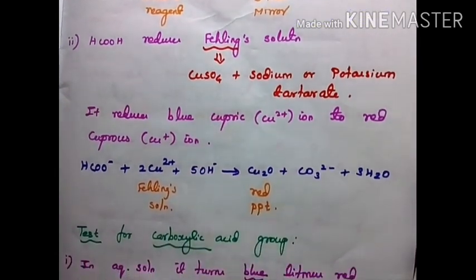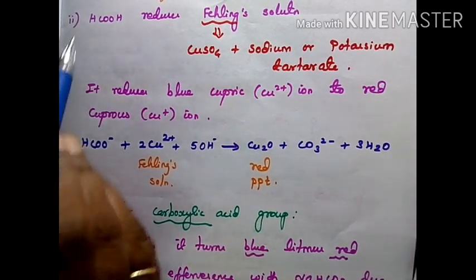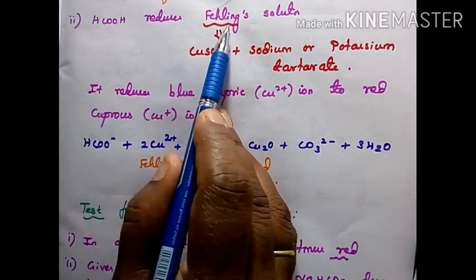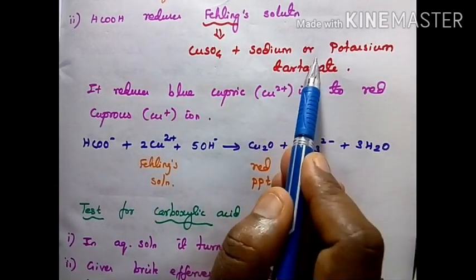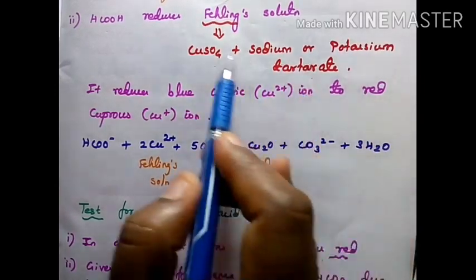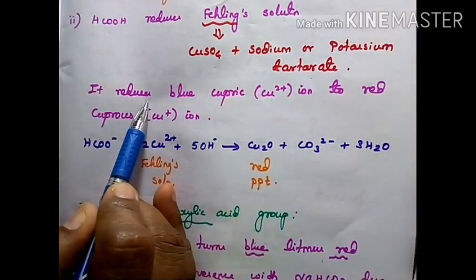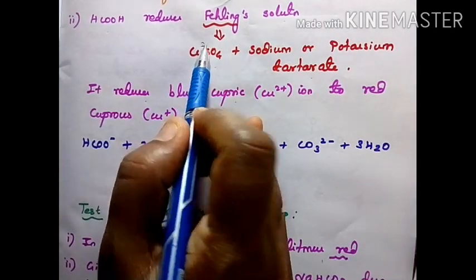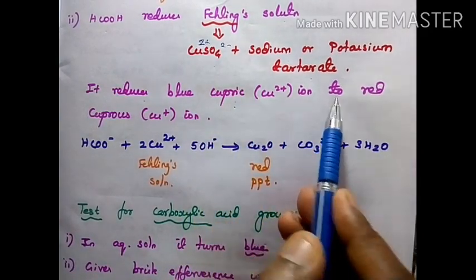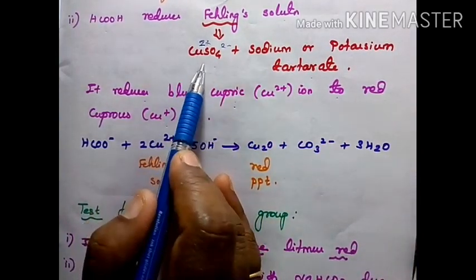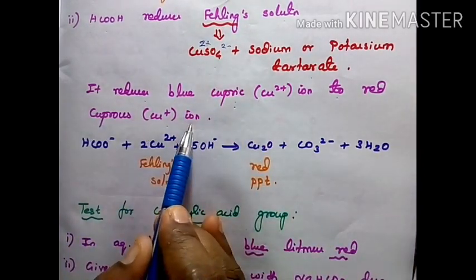Now, it has a tendency to reduce Fehling's solution. Now, formic acid reduces Fehling's solution. What is Fehling's solution? Copper sulfate with sodium or potassium tartrate. It reduces the cupric ion, copper sulfate, we know it is blue in color, to the red cuprous ion.